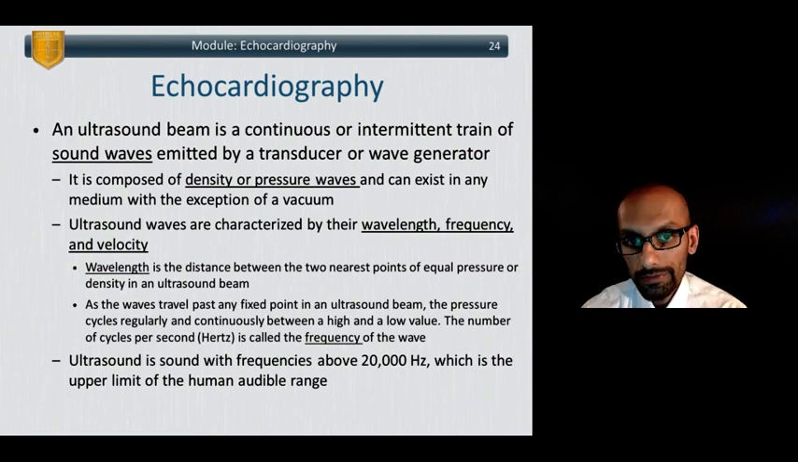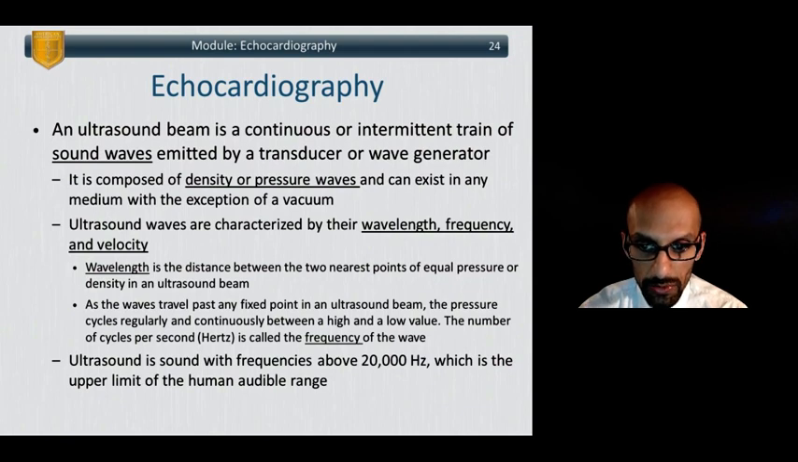So with echocardiography, an ultrasound beam is continuously or intermittently applied sound waves that are emitted by a transducer, and it's composed of density or pressure waves that can exist in any medium with the exception of a vacuum. Ultrasound waves are characterized by their wavelength, frequency, and velocity.